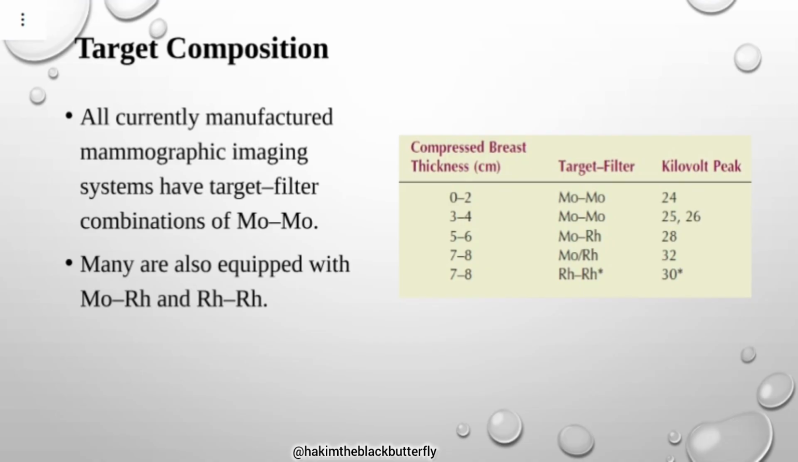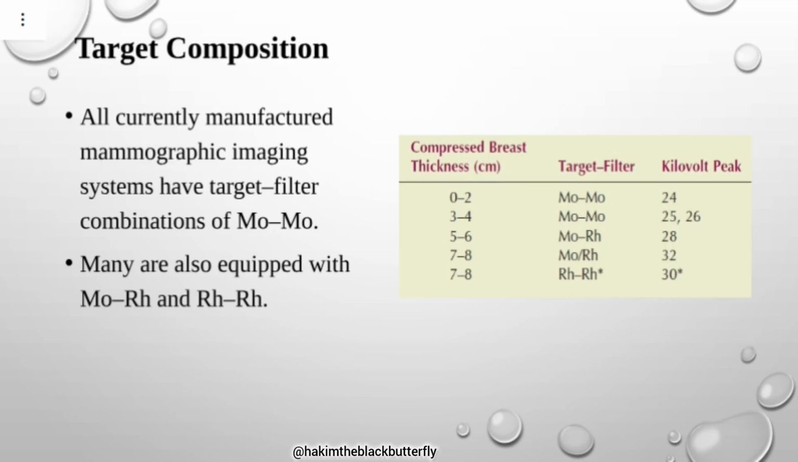So all currently manufactured mammographic systems have target filter combinations of molybdenum. Many are also equipped with molybdenum, rhodium, and others have tungsten, rhodium, tungsten, molybdenum. So all these can come within the same machine. And on the right, you can see that different breast thicknesses can be used with different target filter combinations.